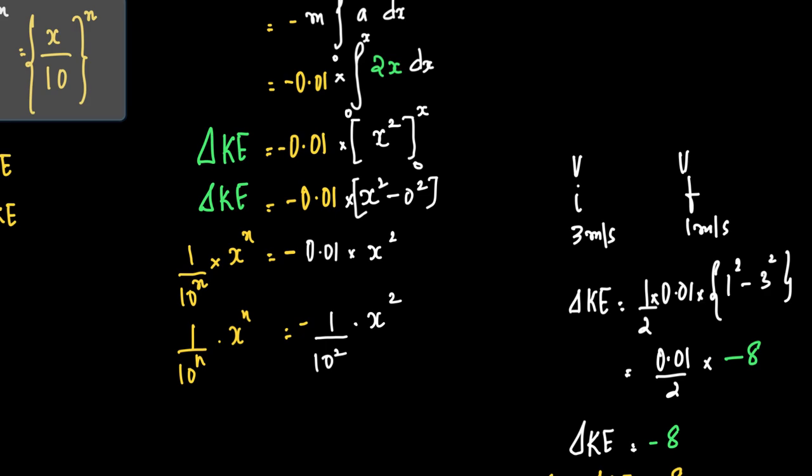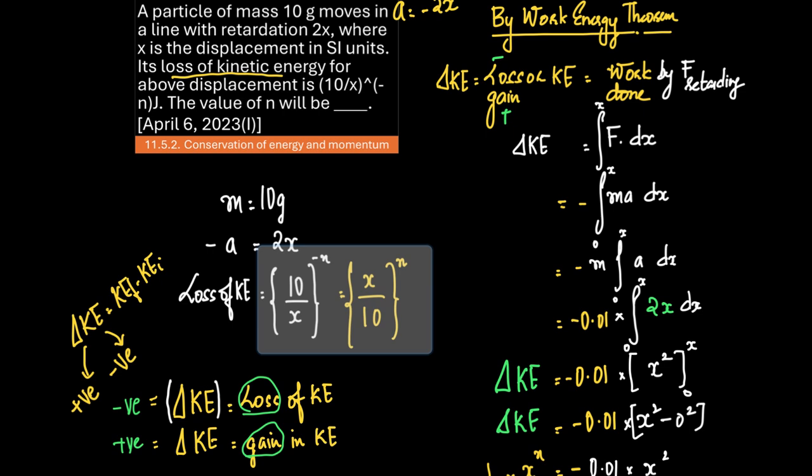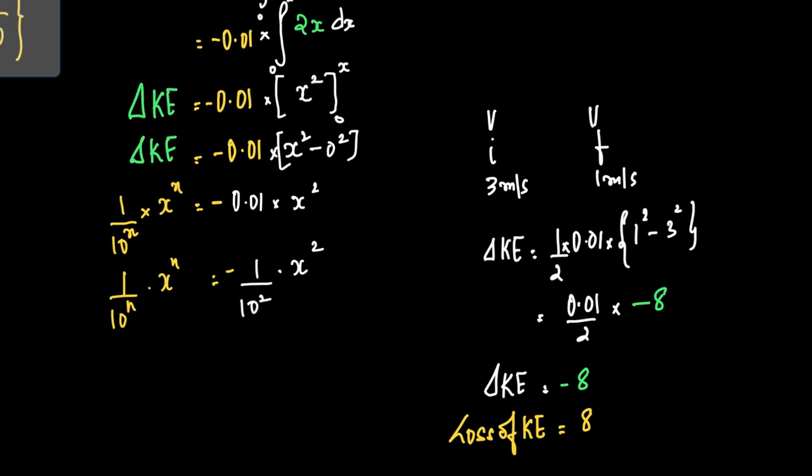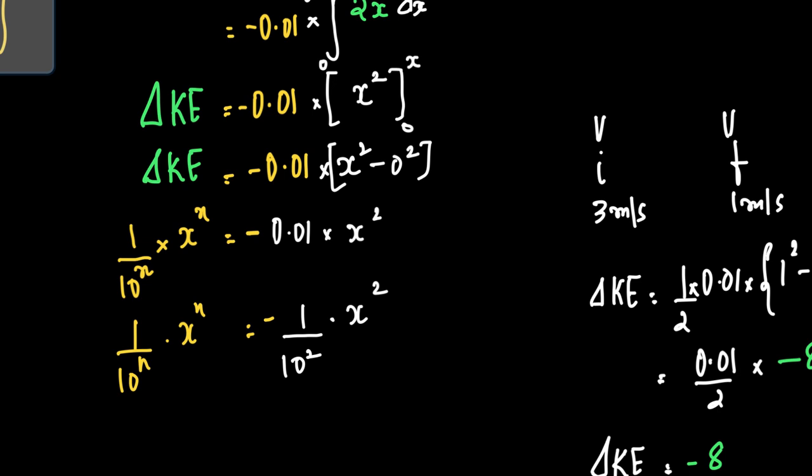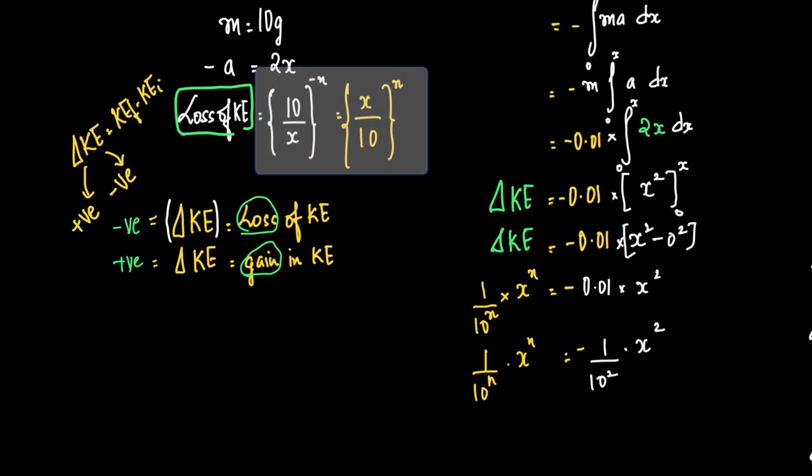Now it is given to us in the question that the loss in kinetic energy is x upon 10 to the whole power n, right? It is not the change in kinetic energy. What we've been given is the loss in kinetic energy. This is where the point comes. If loss in kinetic energy is given to us, then what we have is negative delta K. If gain was given, it would be positive delta K.